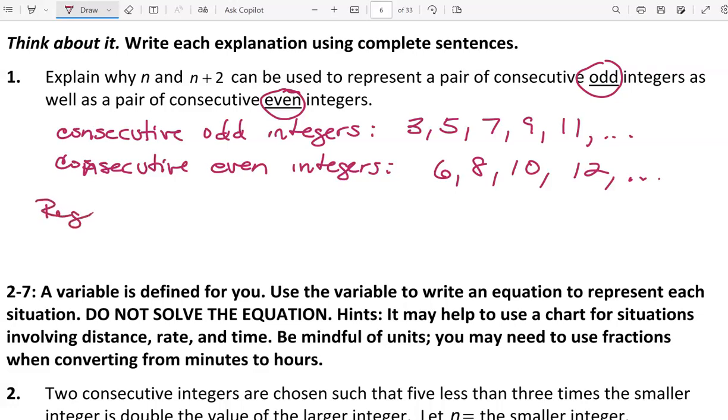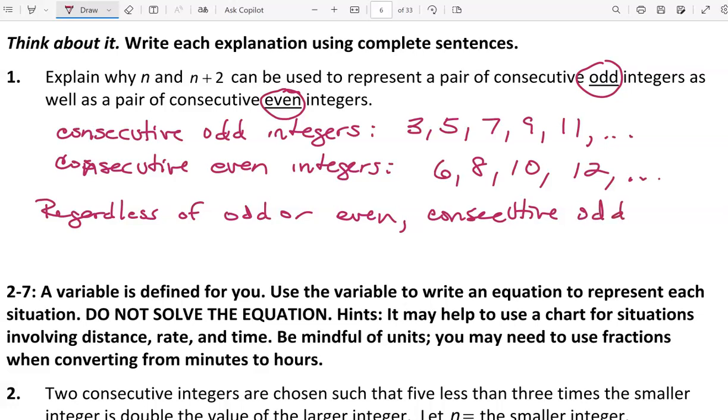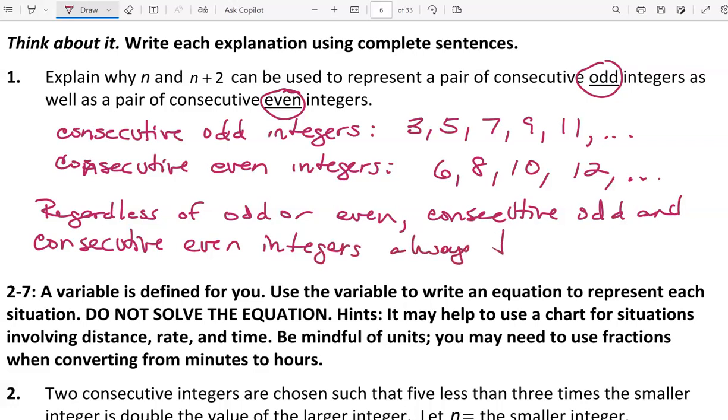So regardless of odd or even, consecutive odd and consecutive even integers always differ by 2. So what that means is, if you have a smaller one, the difference is 2, you can add that difference to get the next integer.